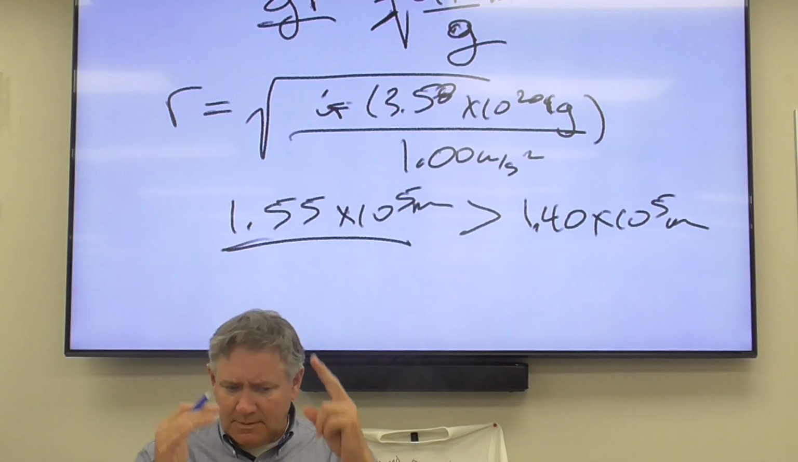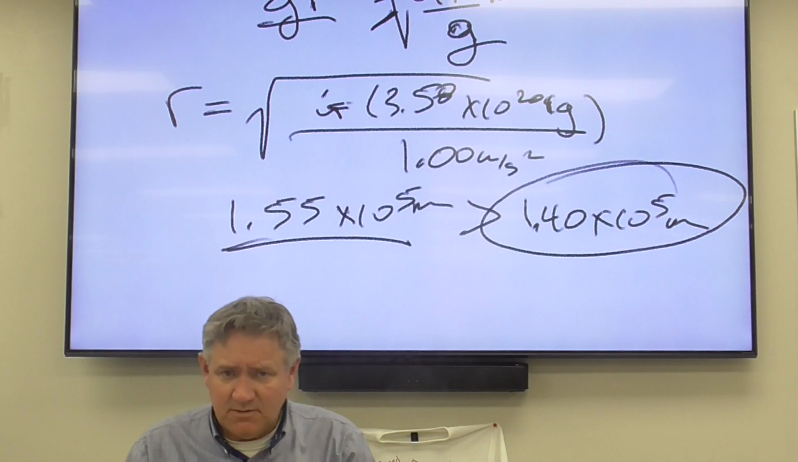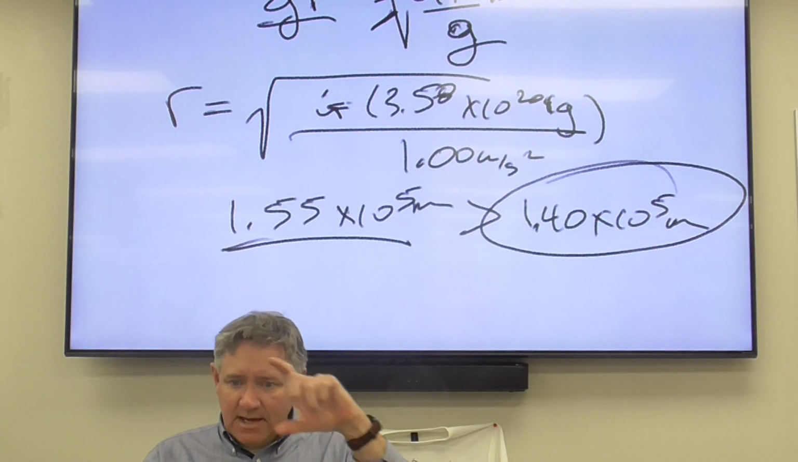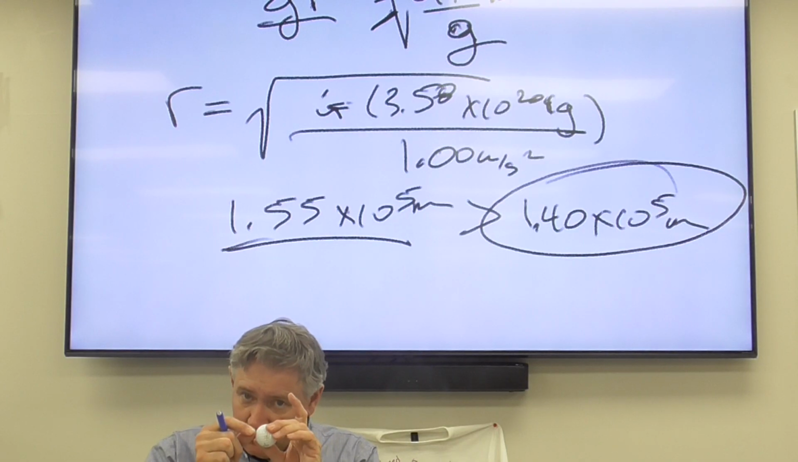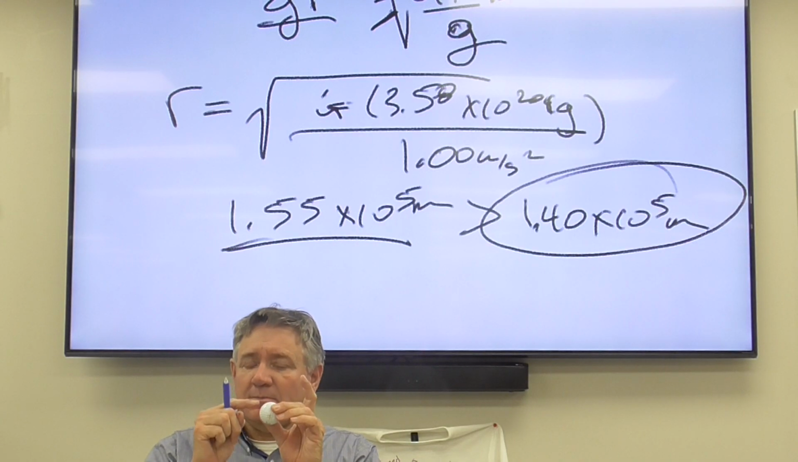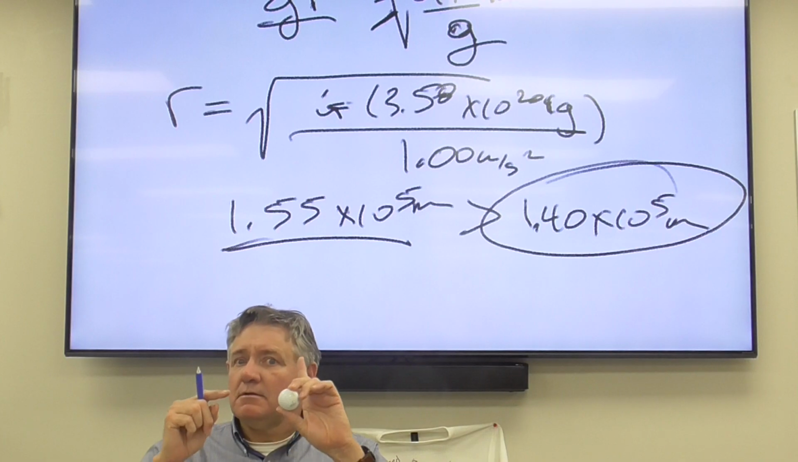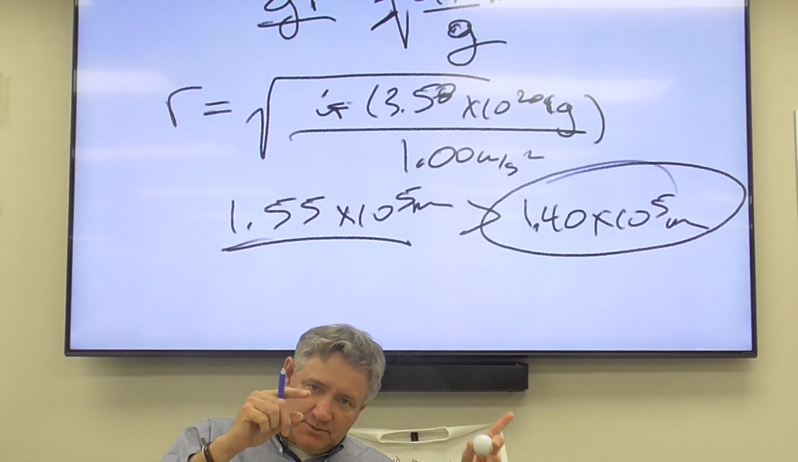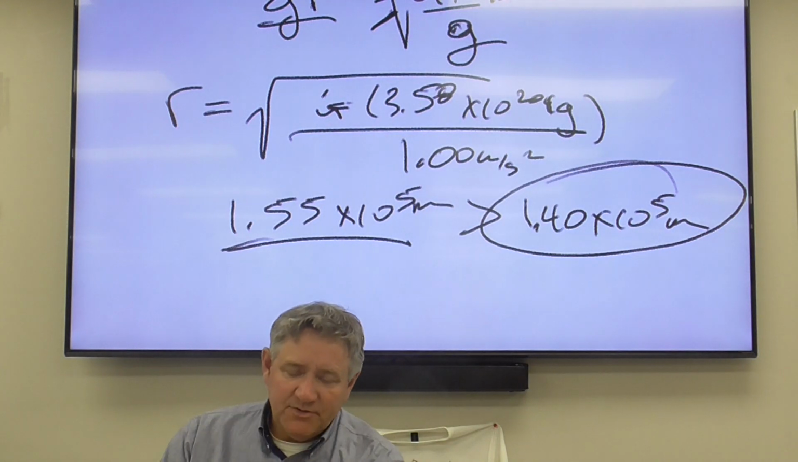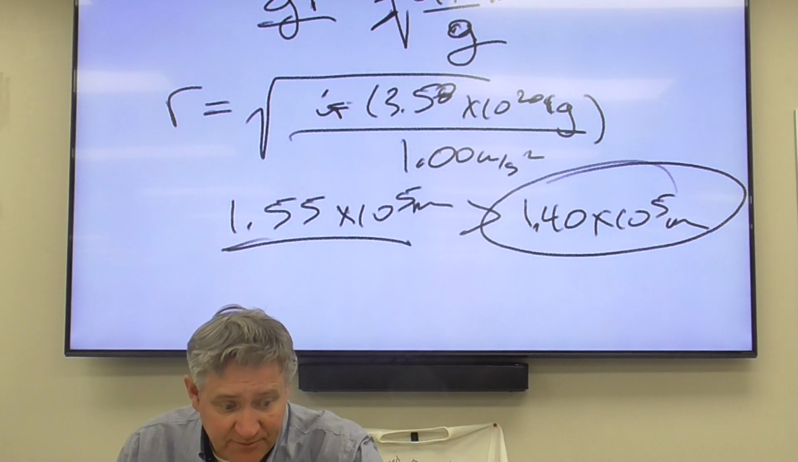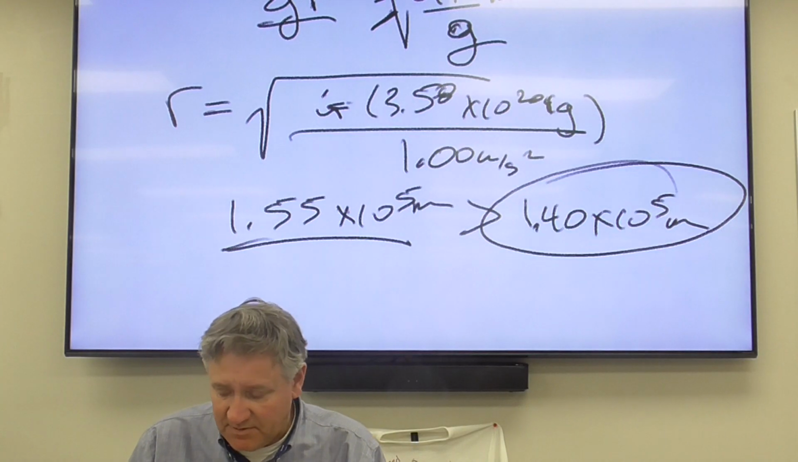Cool, right? 1.40 times 10 to the 5th, that's at the surface of the planet. That's 1.22. I've got to be a little bit above that, so that little g drops to 1 meter per second squared. Okay, if you can do those, you should feel relatively good about what's going to happen.